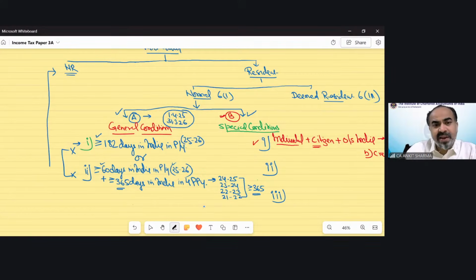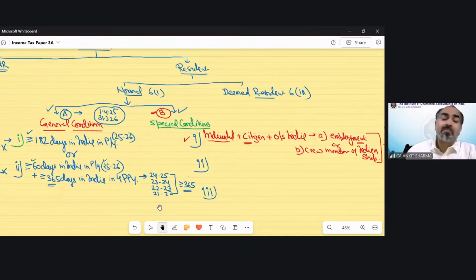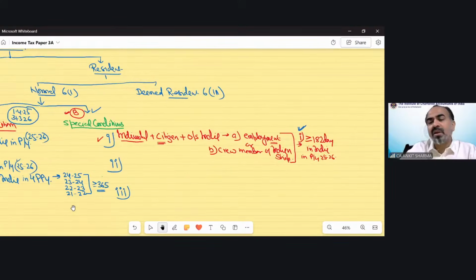In case of A category case, if you do not fall in any of these conditions. But if you do fall in category B, first point, then if you do not fulfill the first condition of 182 days, you will become non-resident. So for A category, two conditions need to be checked. And for B category, only one condition of 182 days will be checked to become a resident. If fulfilled, resident; does not fulfill, non-resident.